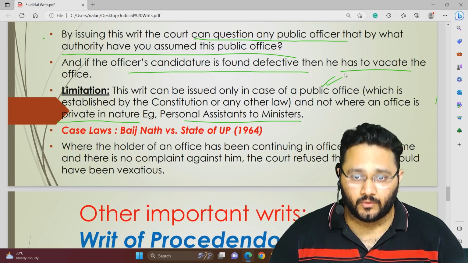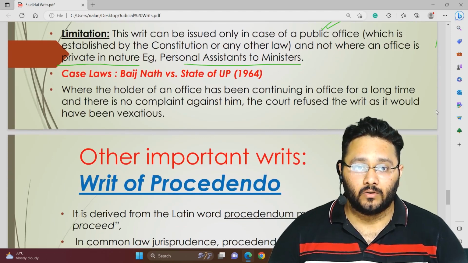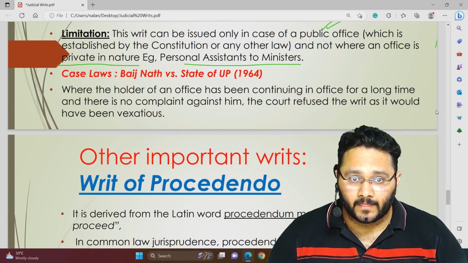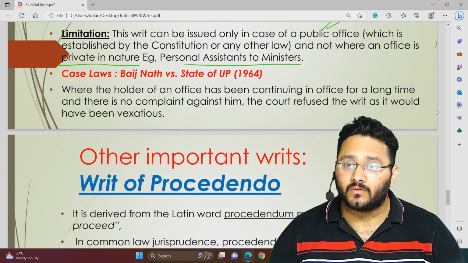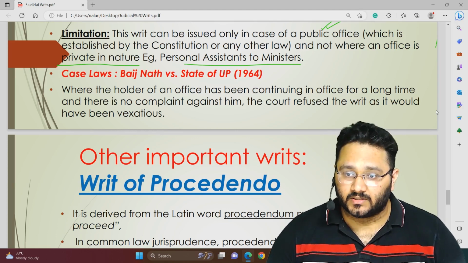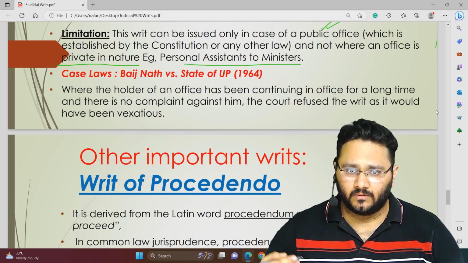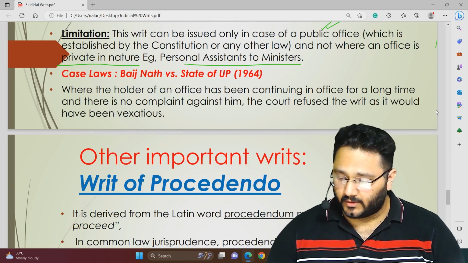There was a case law, Bajnath versus State of UP, where the Supreme Court said the holder of an office had been continuing in office for a long time and there was no complaint against him. So in that case, the court refused the writ as it would have been vexatious. Vexatious means revengeful. Meaning you are filing this writ out of revenge; why didn't you say it earlier?